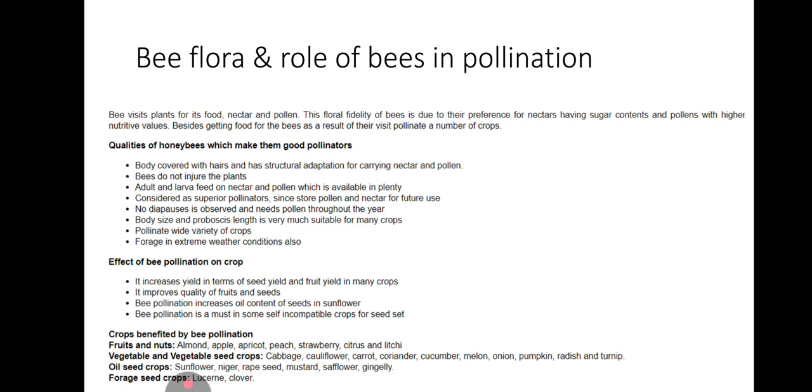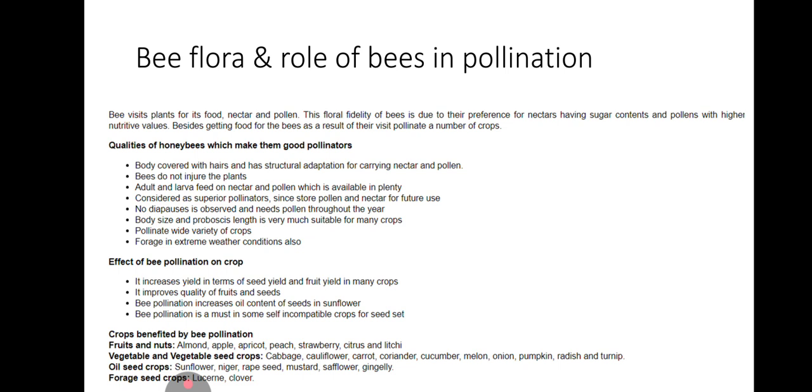Coming to flora and the role of bees in pollination. Bees visit plants for their food, nectar, and pollen. As you know, bees have many activities. These are just like Kamadhenu and Kalpavriksha, as I already mentioned in the previous video. This floral fidelity of bees is due to their preference for nectars having high sugar content and pollens with higher nutritive values. Besides getting food as a result of their visit, bees pollinate a number of crops. That means your fruits are the result of pollination.